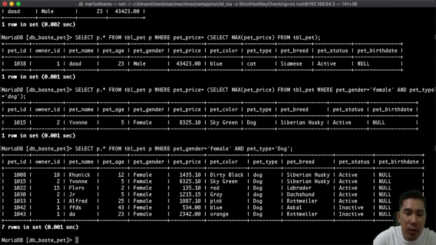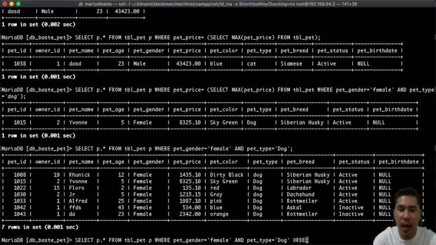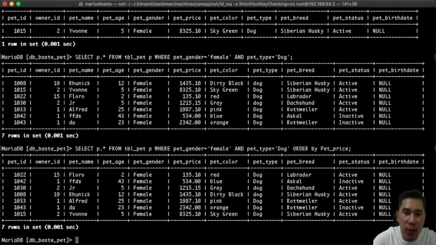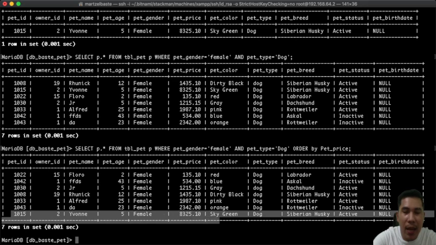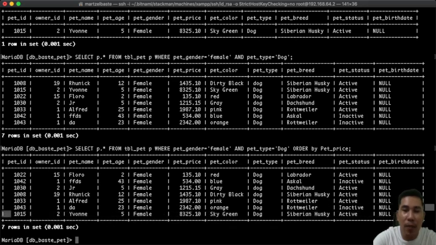So let's look into our records. We have 7 female dogs. Okay, they're all female dogs. And then let's look at the prices. So we can order by pet price if you want to know. So we can see Yvonne has the highest among all.